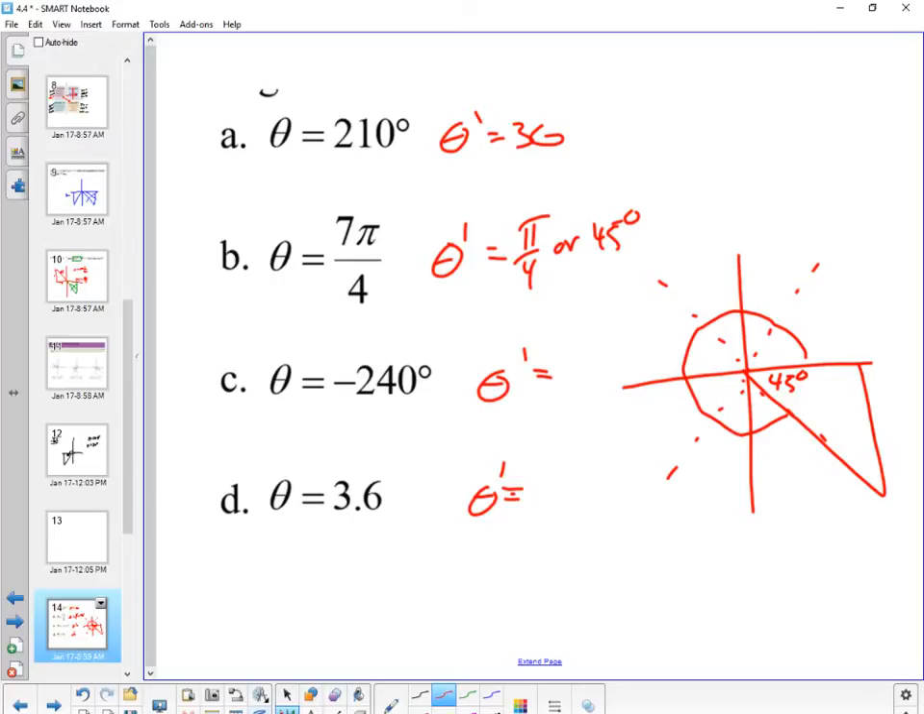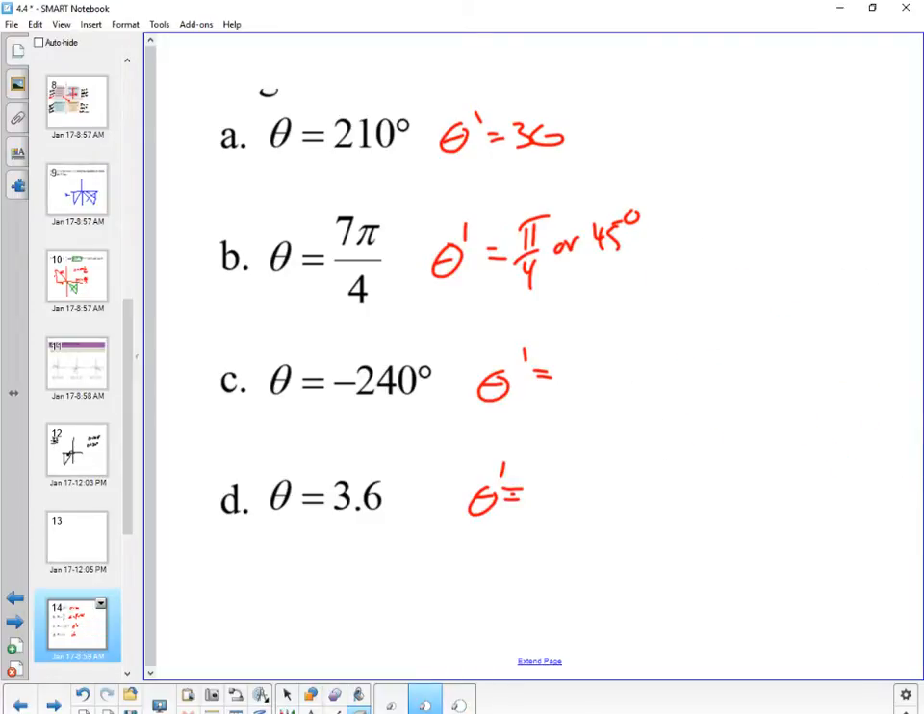So depending on where you're at. You guys okay with B? Anybody got questions on B? No. All right, let's do C. I got 45. 7 pi over 4. All right, negative 240. I go backwards in this case, so that's 90, 180, and here somewhere, right?